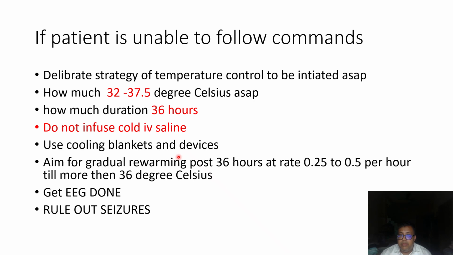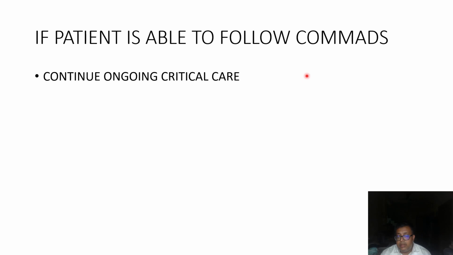Once the hypothermia has been achieved, maintain it for 36 hours and then start gradual rewarming at a rate of 0.25 to 0.5 degrees per hour until a temperature of 36 degrees or more is achieved. Get an EEG done and clinically rule out seizures if present. All these tasks have to be done if your patient is unable to follow commands. If the patient is able to follow commands, continue your ongoing critical care management.